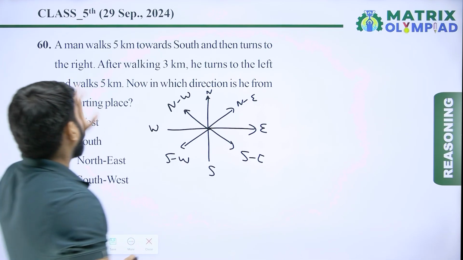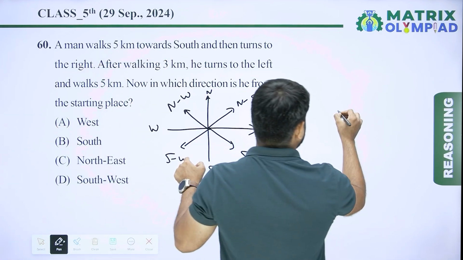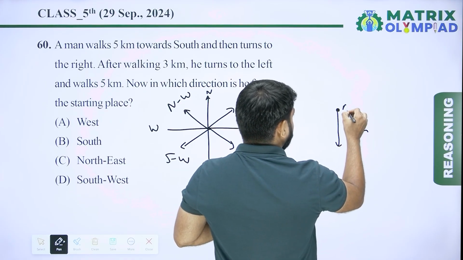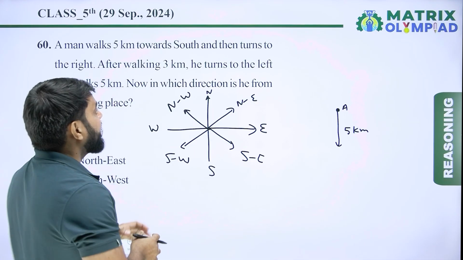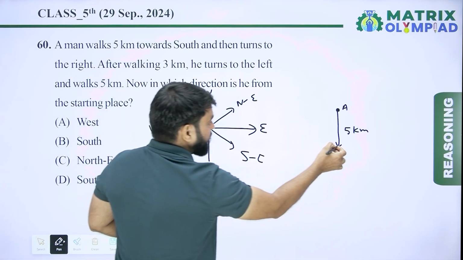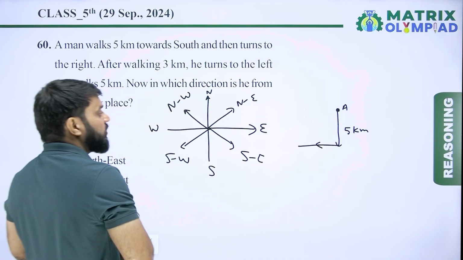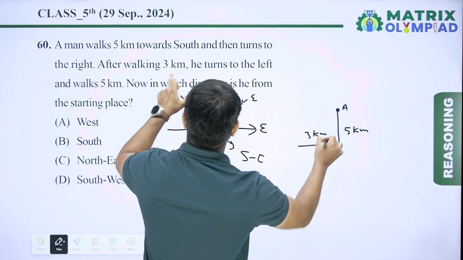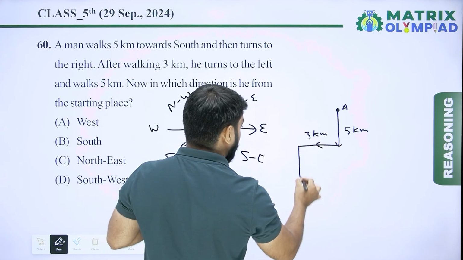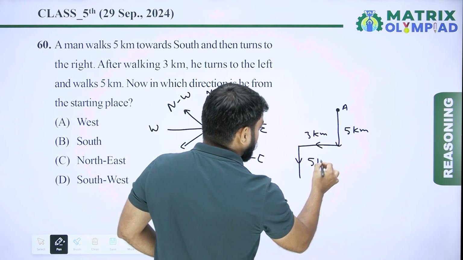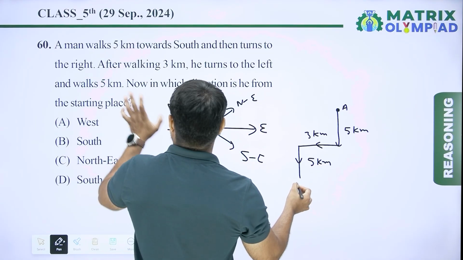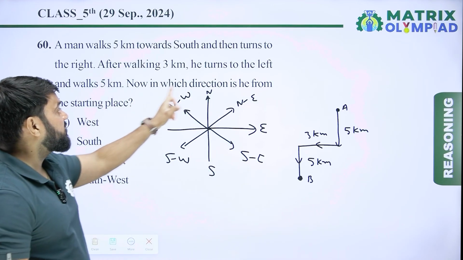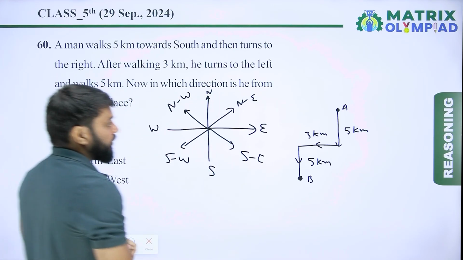So according to the question, a man walks 5 km towards south. So A is the starting point of the man. Now he turns to the right. So this is the right of the man. After walking 3 km, he turns to the left and walks another 5 km. Let's suppose B is the end point of the man. Now in which direction is he from the starting point?